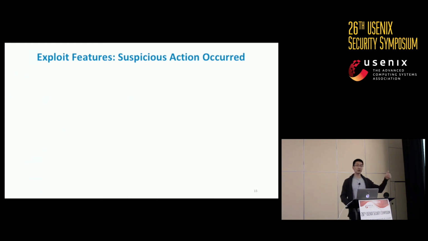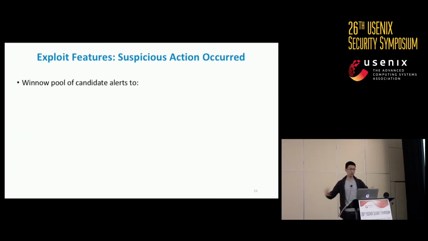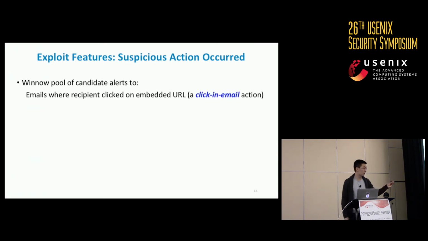We're then going to augment this set of lure features with a set of exploit features. The idea here is that we're going to try to characterize whether a suspicious action occurred. Along the way, we're going to do a filtering step, where we take all these emails that we could alert on, these 317 million emails, and we only generate alerts in real time if the recipient clicked on a link that was embedded in the email. We call clicks on these embedded URLs click-in-email events, and I'll use this term later.